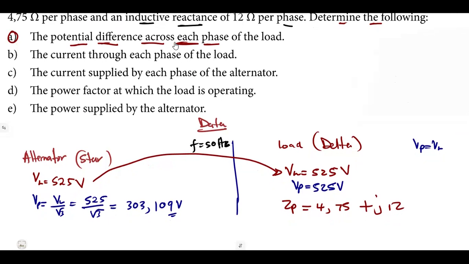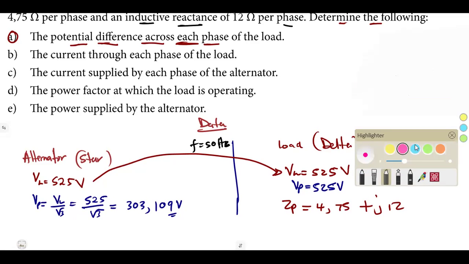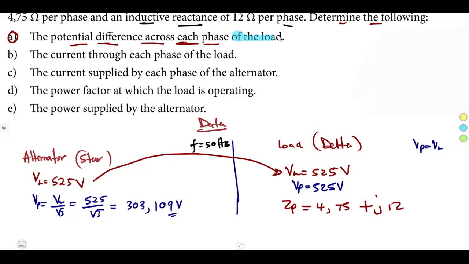Potential difference. But of what? We need to consider where it is to be considered. Where? Of the load, but is the potential difference across each phase, that is the phase voltage.